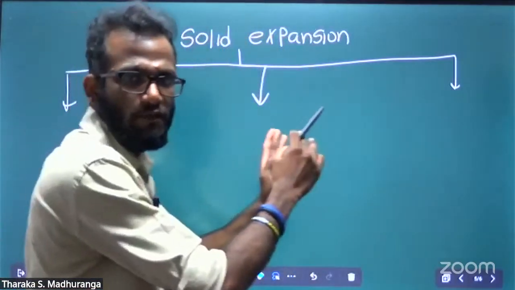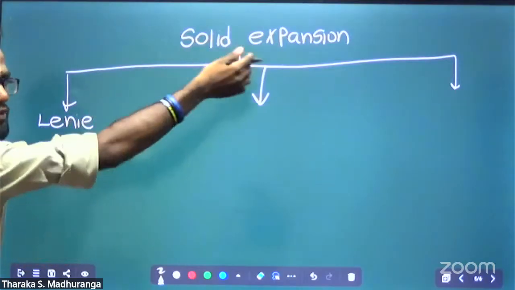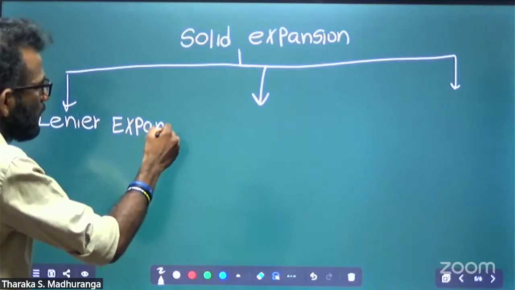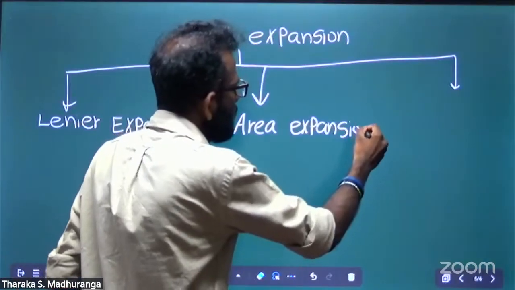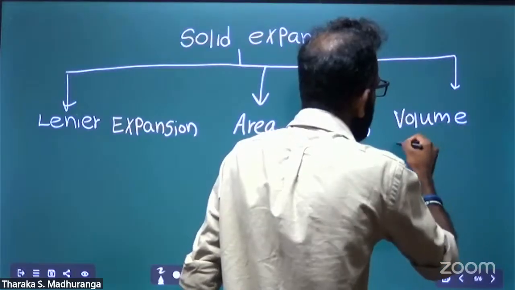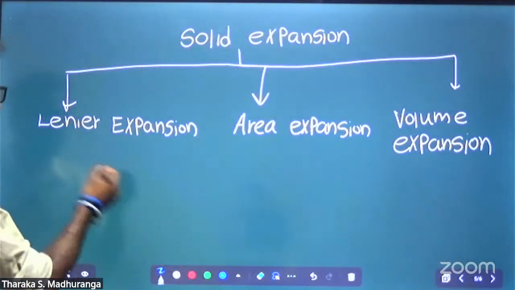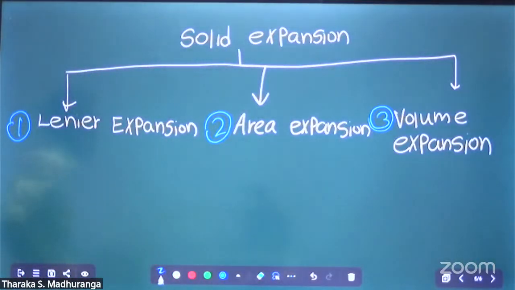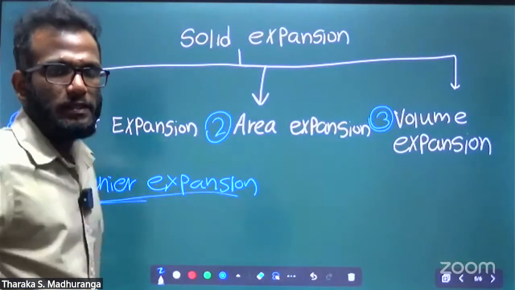Now solid expansion again we can divide into three types. Remember that, first one, write down linear expansion. If you want, you can draw a chart, or you can write 1, 2, 3. Linear expansion, the second one is area expansion, the final one is volume expansion. And again, write down the topic, linear expansion.